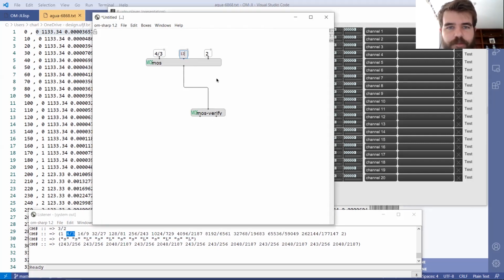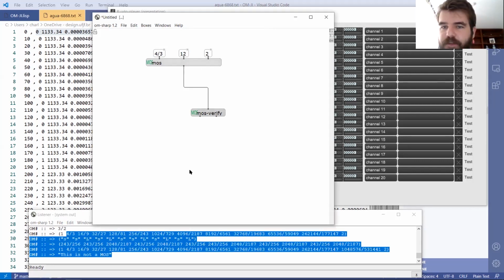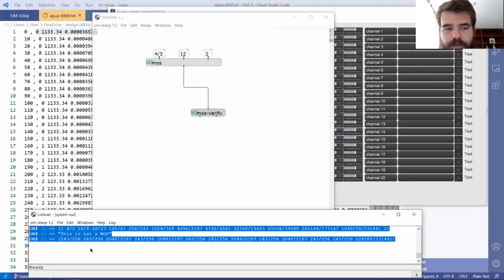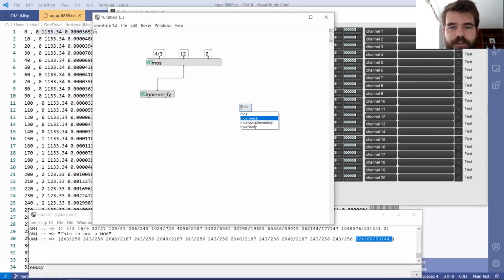If I put here, for example, 12, I have this superposition, but this is not a MOS because it has one more interval. So it has 3 intervals in your structure, not just 2. So following the theory of Wilson, this is not considered MOS. Yeah, it's very simple. And mos-check is the idea of finding what superposition will be an MOS or not.